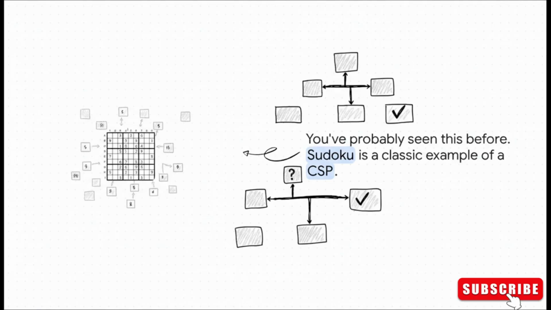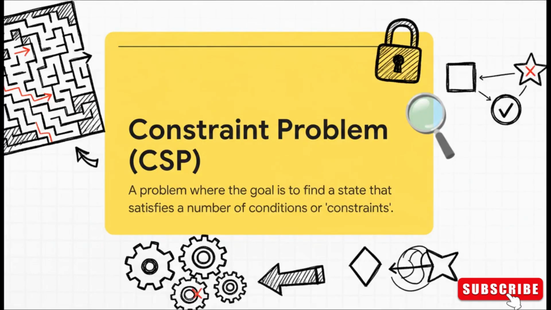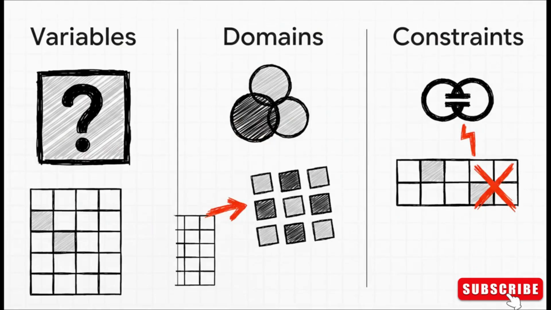It could be numbers in a grid, or it could be something way more complex like scheduling flights at an airport. And that leads us right to the official definition. At its core, a constraint satisfaction problem is any problem where your goal is to find a solution that satisfies a whole bunch of strict rules, or what we call constraints. It's not about optimization, it's about validity. Simple as that. Does the solution work? Yes or no?